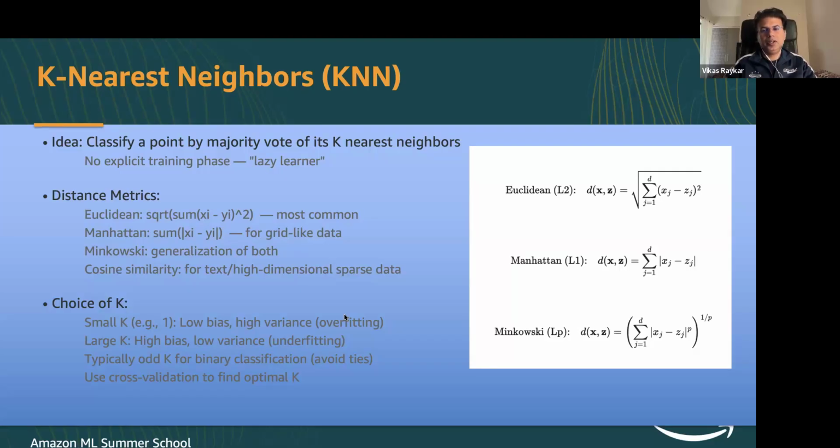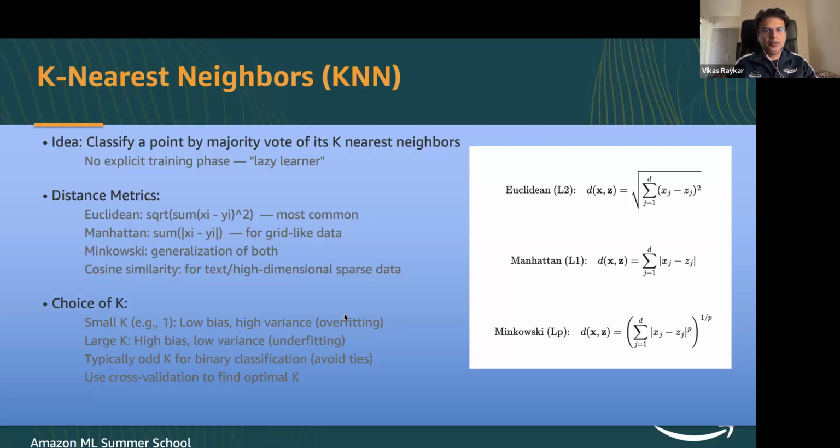So how you define the nearest neighbors depends upon the distance metric you use. Most commonly used are the Euclidean distance metric, or you could use the Manhattan distance metric, or the Minkowski distance metric, or sometimes people use the cosine similarity.